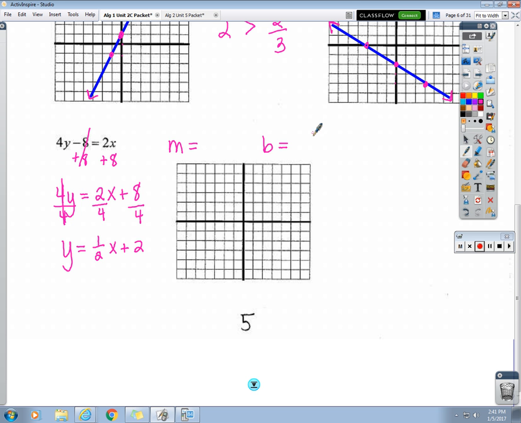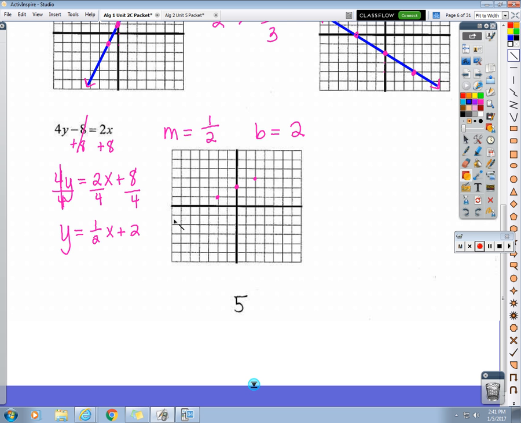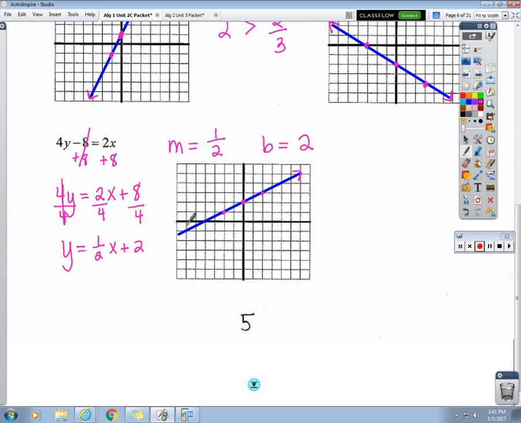So now that it's in y equals mx plus b form, now you're able to identify the slope and the y-intercept. What's the slope? And what's the y-intercept? What do we do first? Right. Plot our y-intercept at 2, and then from there go. Or we could have gone. Correct. Why is this line going up? Because our slope's positive. Now, out of this one and the last problem we did, which line is steeper?